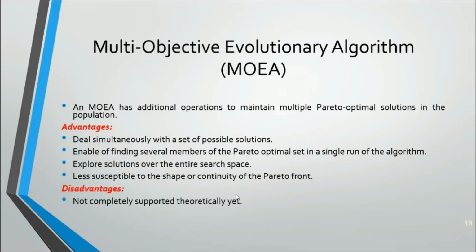But in the case of the Pareto optimal methods, only one solution will be obtained in a single run. Then it explores solutions over the entire search space. The entire search space is selected for exploring the different solutions. Then it is less susceptible to the shape or continuity of the Pareto front. As we have seen in the previous case, some conditions will have a Pareto optimal condition like this. So here there will be a breakage. But this won't affect the effectiveness of the MOEAs.